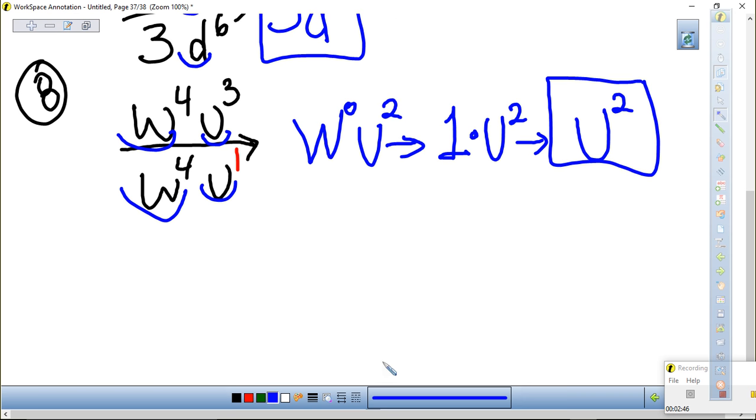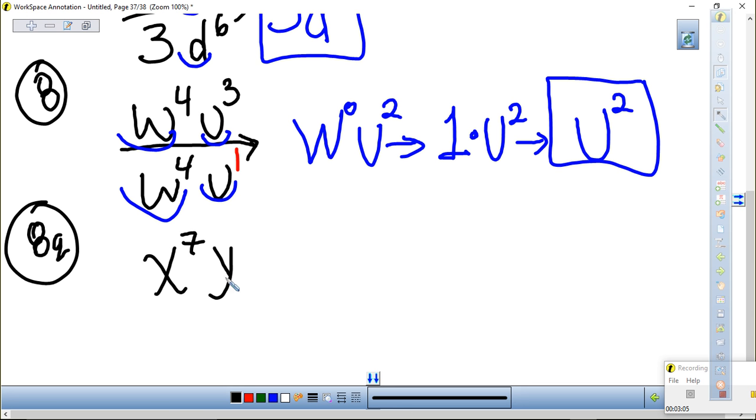On the right, all the way to the right-hand side of your homework, you have space, don't you? Or if you want to do it in the back, that's fine. Copy this down, please. Example 8Q: x to the 7th, y to the 9th, over x to the 5th, y to the 9th. Go.